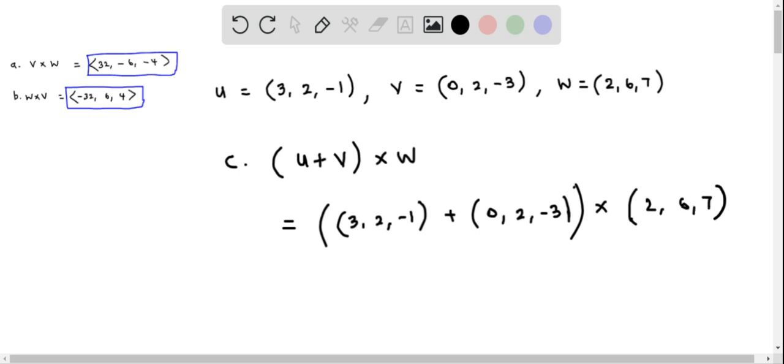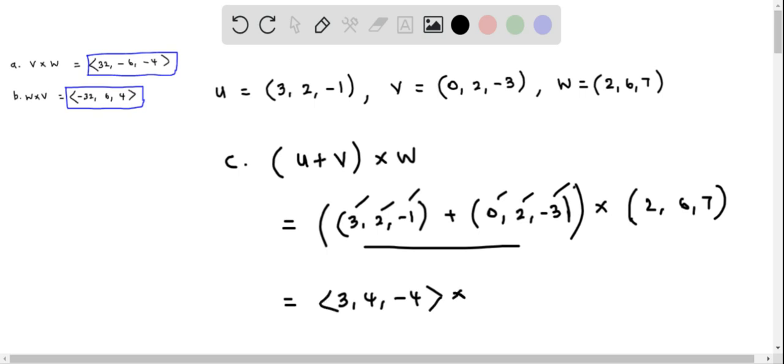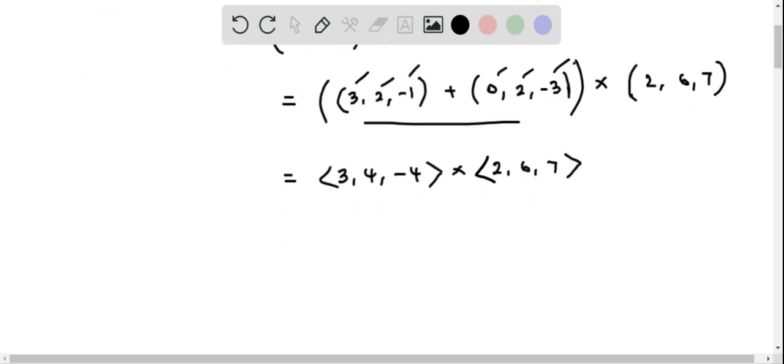First, let's add u plus v. We have to add the corresponding components. 3 plus 0 is 3, then 2 plus 2 is 4, then negative 1 plus negative 3 is negative 4. And so this is u plus v vector. This has to be crossed with the w vector, which is 2, 6, and 7. We can find this cross product using determinants.